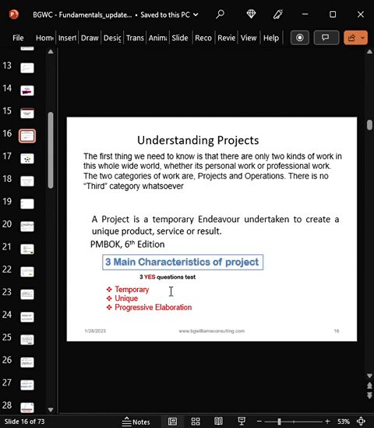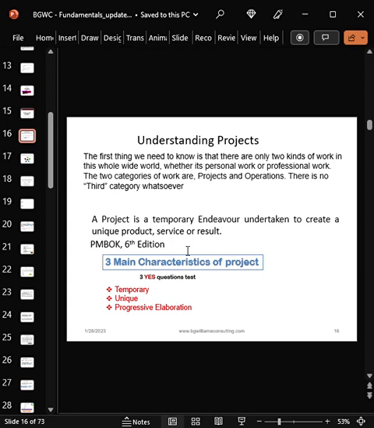Uniqueness here can be in terms of the product, which is the outcome, or in terms of the service, or in terms of the result. Now you can see that the uniqueness depends on these three things. When we say product, we simply mean the physical outcome. For instance, if you are constructing a road, at the end of that construction you're going to see a beautiful road, or a beautiful bridge, or a beautiful house. That becomes a unique product.